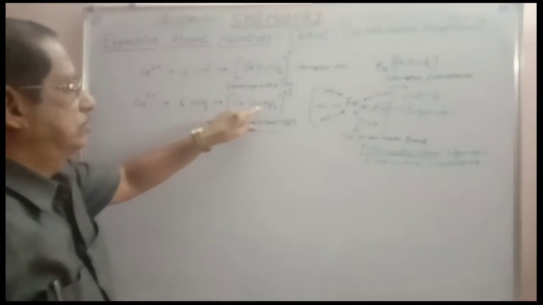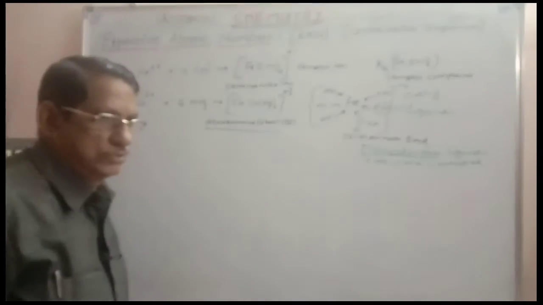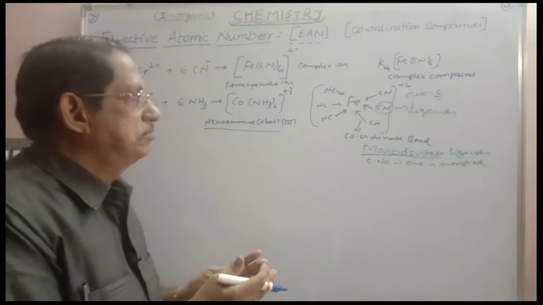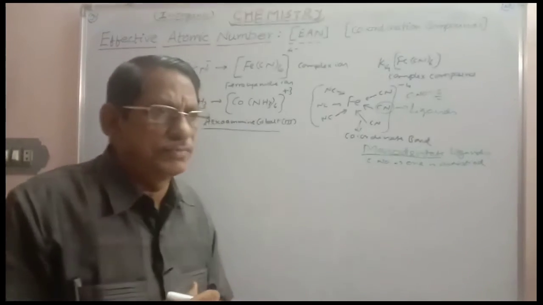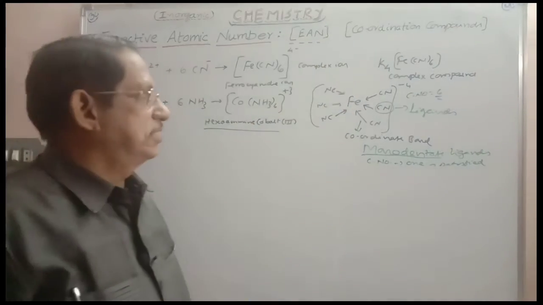In this also ammonia, nitrogen donates a lone pair to cobalt. This is also a coordination compound. In this way, in these coordination compounds, the ligands will be donating a lone pair to make a coordinate bond with the central metal ion in the complex ion.